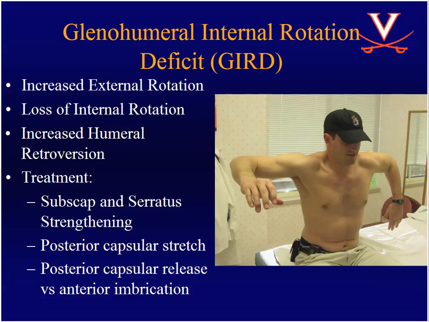So again, treatment: strengthening, capsular stretching, and occasionally, now then when you get into the ultimate thing, what do you do for surgery? Well, Morgan and Burkhart say you do a posterior capsular release. Andrews says you do an anterior stabilization with the shrinkage. Well, we'll see. But that's the classic argument.